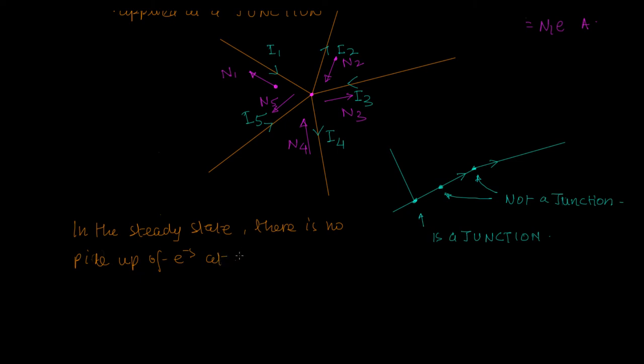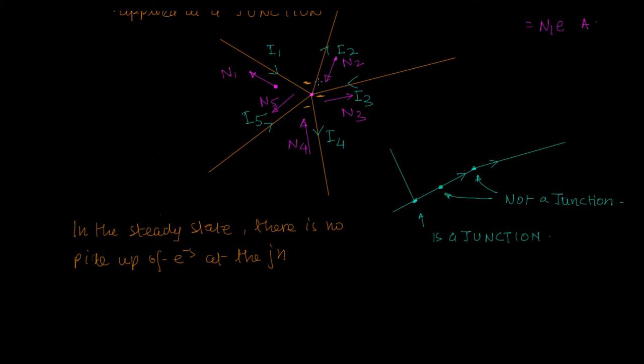Electrons at the junction. Now, why do I say so? Suppose there is a pileup of electrons at the junction. What happens? This junction starts becoming a negatively charged thing, and that charge will start growing. Correct? Now, it will do two things. What will it do? If this starts becoming a negatively charged thing here, then what happens? It will start repelling this electron.